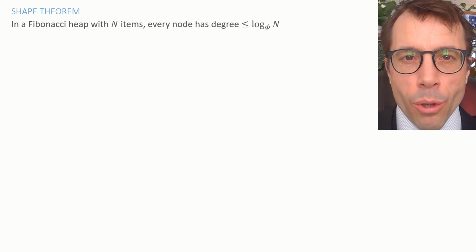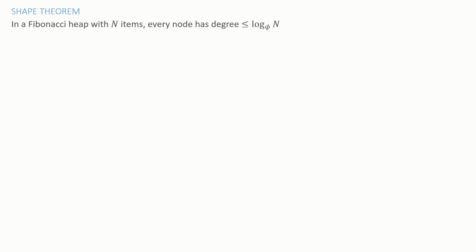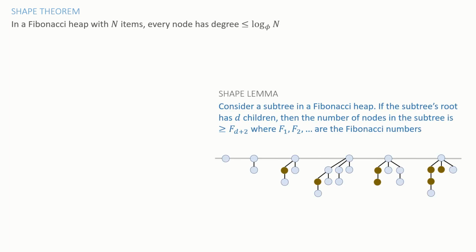Here's what we have to prove. In a Fibonacci heap with n items, every node in the heap has degree less than or equal to log n, log to base phi, where phi is the golden ratio. And here's how we're going to prove it. Pause the video, read through this shape lemma, and then once you've read it, press play.